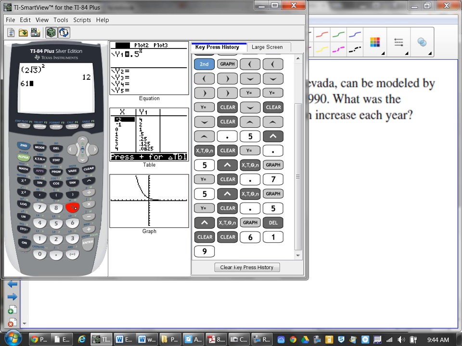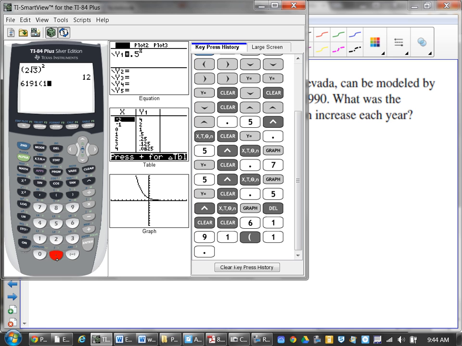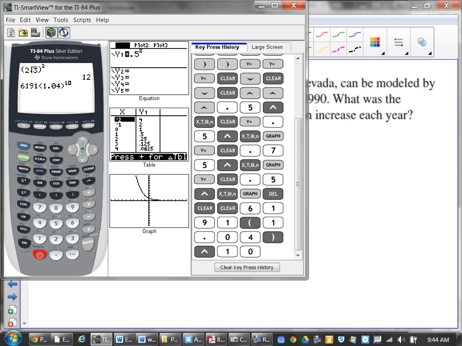So 6191, parentheses 1.04, parentheses to the 10th. And you type it in exactly like that. That's your answer. So your population after 10 years would be 9,164.1. No, you can't have that much of a person. You have 0.1 of a person. In terms of people, you might want to round to the nearest whole person. Depends upon what the problem's asking.